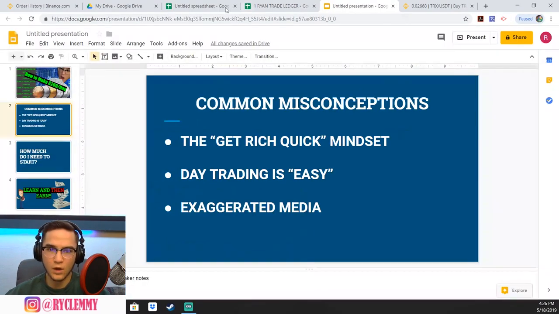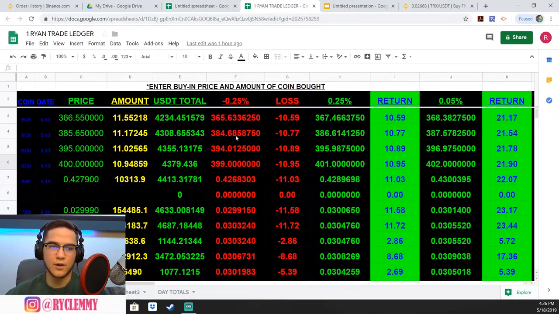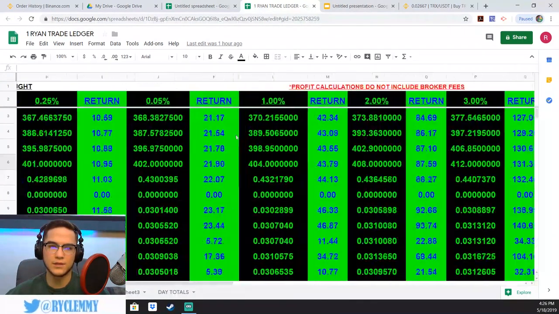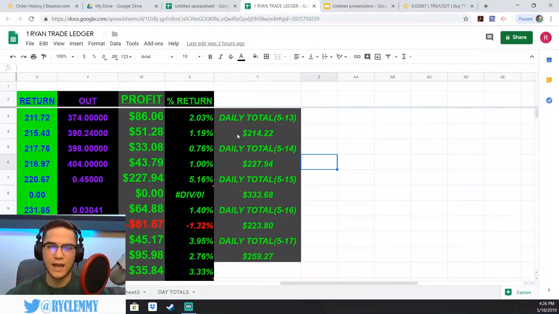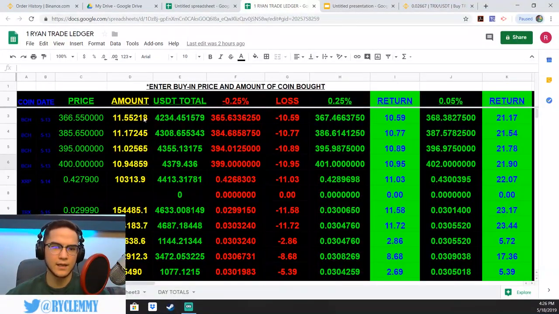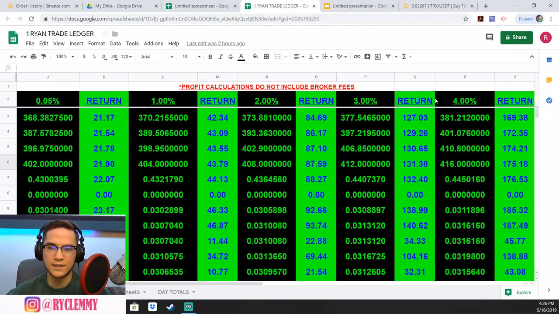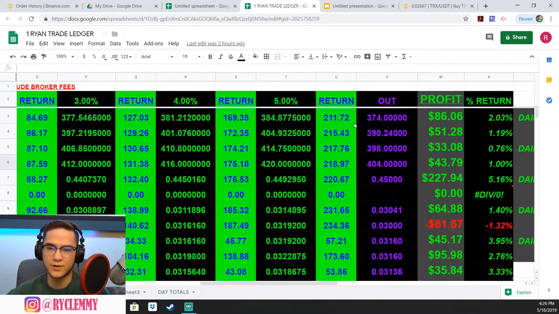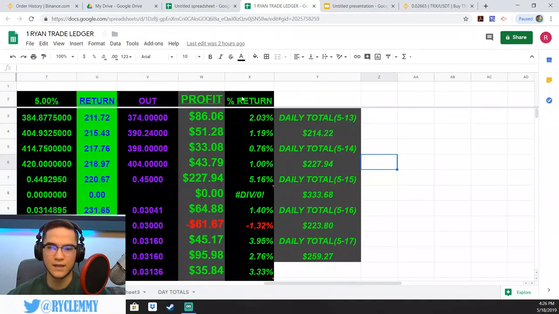So right here, this is my trade ledger. I built this trade calculator on Google Sheets, and it's really handy. If you guys want to get one of these, I can custom make one based on your trading style and get it sent over to you. But you basically just put in the price you bought in, the amount you bought, and it's going to calculate all of your returns at these different percent marks. I use this as a day trader, so it goes anywhere from a quarter percent up to 5%. And then you put in your out price, and it automatically calculates your profit and return.